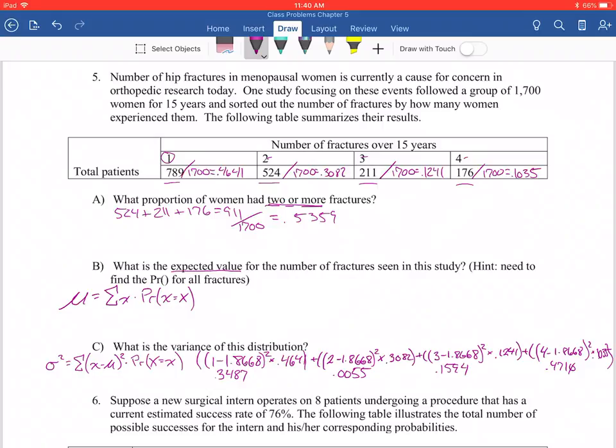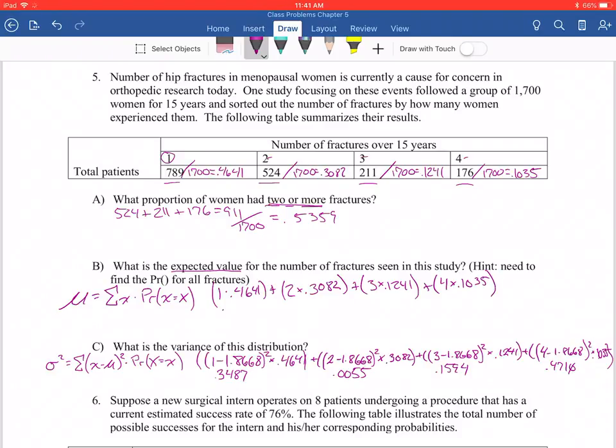So now we have the probability. Now we can plug all the numbers into our formula. And you have 1, right? Number of fractures, 1 fracture times that probability of 0.4641, added to 2 fractures times the probability of having 2 fractures, added to 3 times the probability of having 3 fractures, added to 4 times the probability of having 4 fractures.